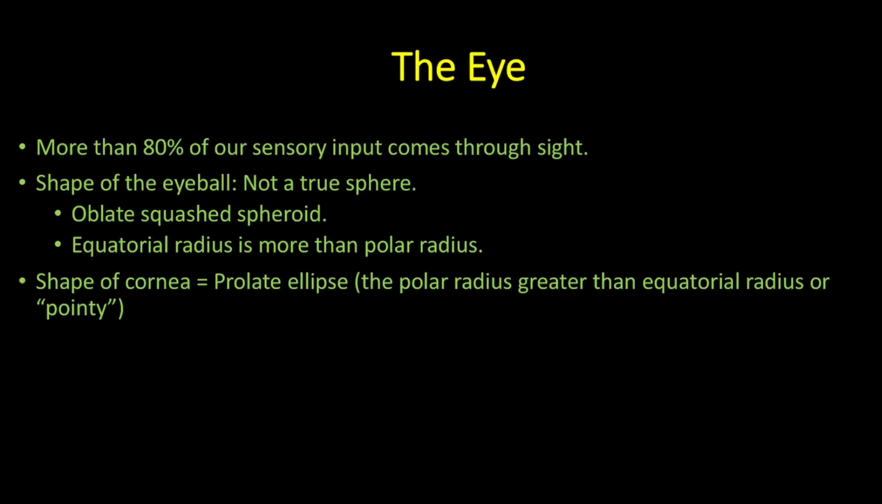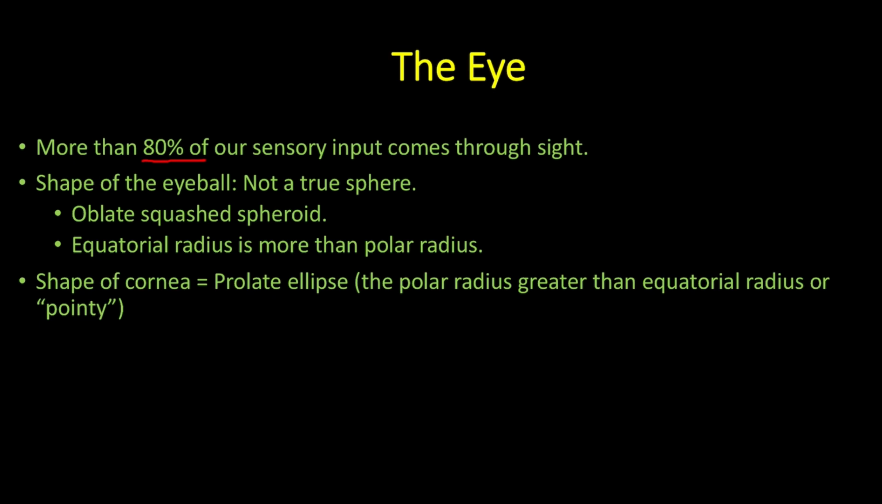Hi, today we are going to read about the eye. The eye is a sensory organ through which light will pass, and the sensory input we get through sight or vision is more than 80% of the sensory input going to our brain.